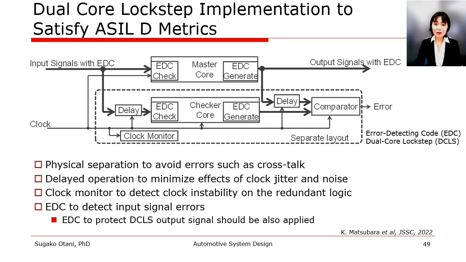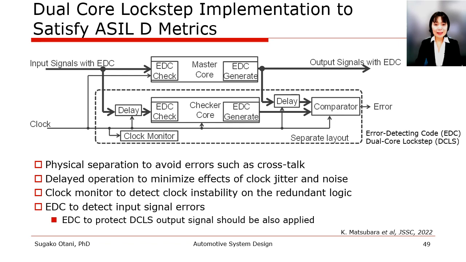First, the master core and the checker core are placed separately. This prevents crosstalk between the main core and the checker core. Second, applying delay processing so that the checker core operates a few cycles after the master core. This reduces the occurrence of dependent failures due to clock jitter and noise. Third, adding a clock monitor module. The clock monitor detects clock instability on the redundant logic, checking whether it is working as a safety mechanism or not.